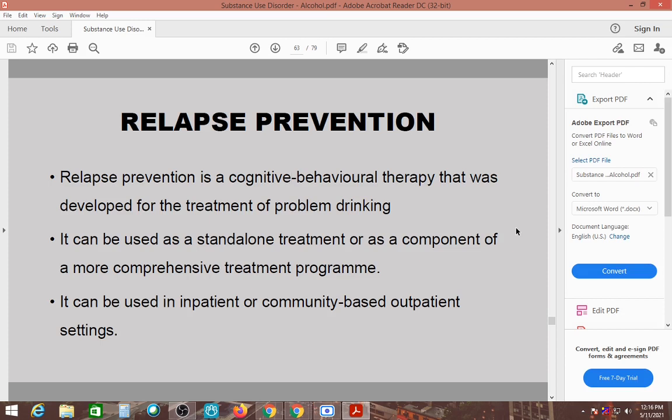right? So you can bring about a change either exclusively by putting a person on CBT, or it is used as a component of a comprehensive treatment program, like diet therapy, occupational therapy, then physiotherapy, right? And so other comprehensive treatment programs. Now, the third one: it can be used in inpatient or community-based outpatient settings, right? So we have to teach them about relapse prevention.